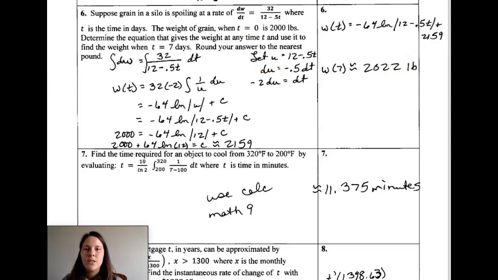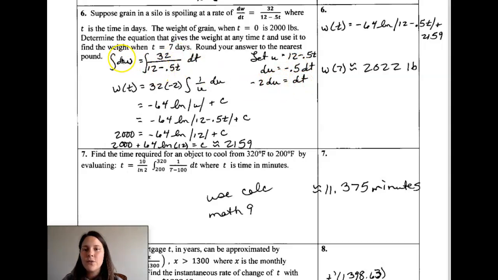Example 6. So first of all, right here, it says this grain is spoiling at a rate. So we're given the rate, and we are being asked for the weight. So that tells us we need an integral. So we start by separating those variables, multiplying both sides by dt, and then I let u equal my denominator. Because when you take the derivative of the denominator, the t goes away, and so we can compensate for that extra coefficient in the numerator. So I took the derivative of that denominator and then multiplied both sides by -2 to get that dt alone.